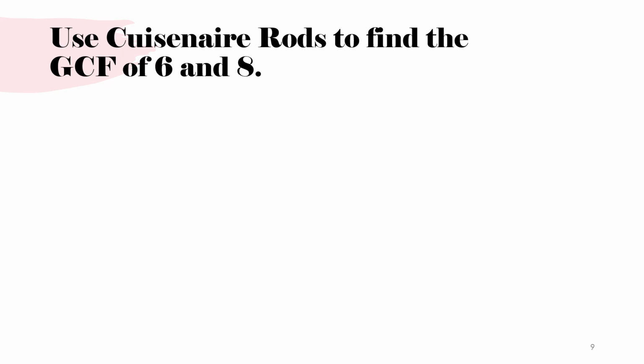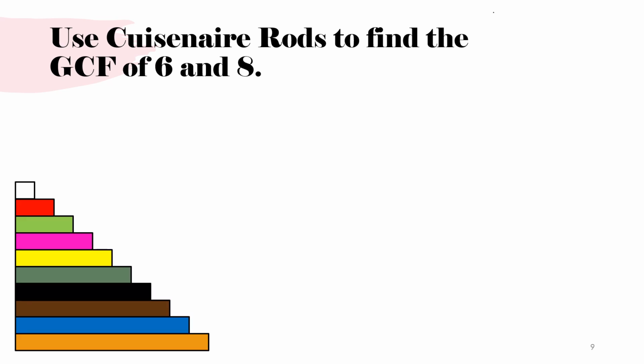Now I'm going to show you how you can use Cuisenaire rods to find the greatest common factor of two smaller numbers. This is a technique that you could use in your own classroom. First, let's just remind ourselves of what the Cuisenaire rods look like. These are our Cuisenaire rods. Their values are: the white rod is 1, red rod is 2, light green is 3, pink is 4, yellow is 5, dark green is 6, black is 7, brown is 8, blue is 9, orange is 10.